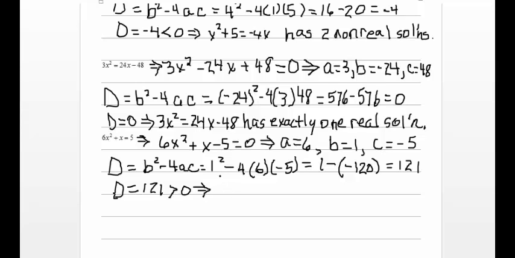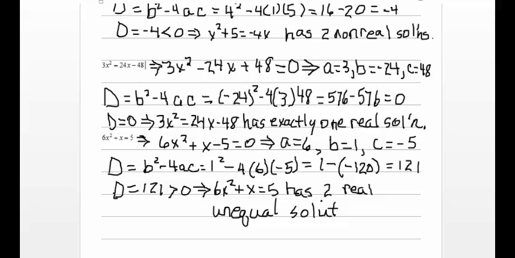So that means 6x squared plus x equals 5 has two real unequal solutions. And that's how we use the discriminant to determine the number and type of solutions.